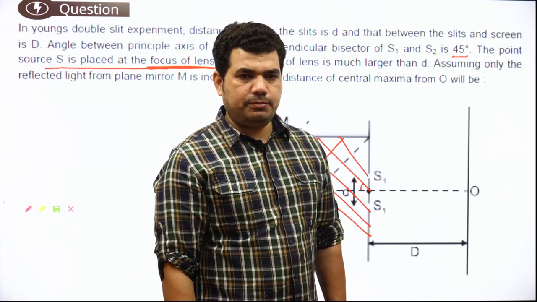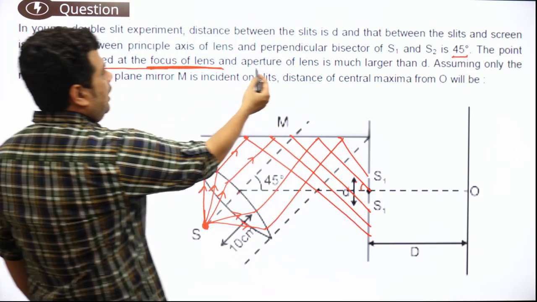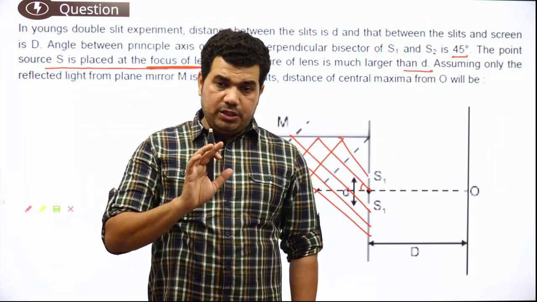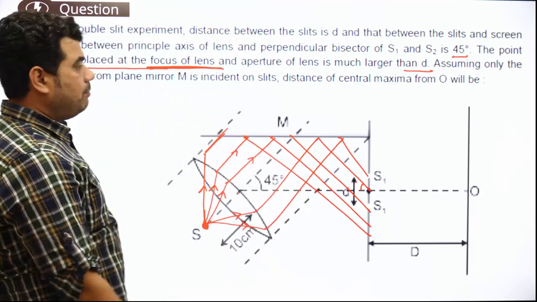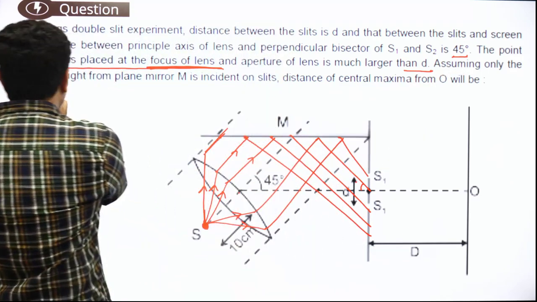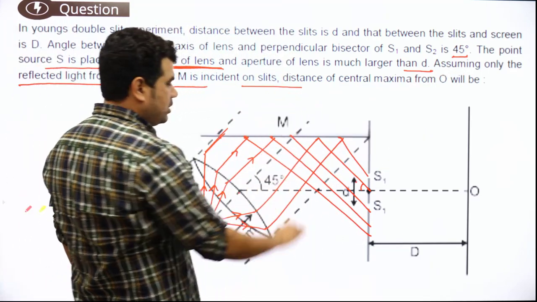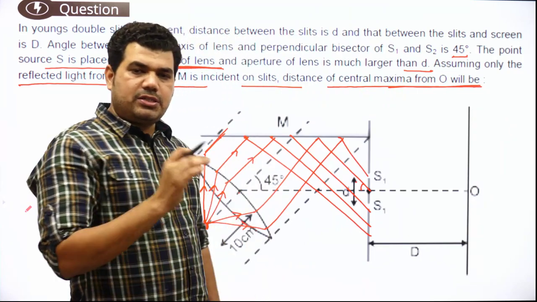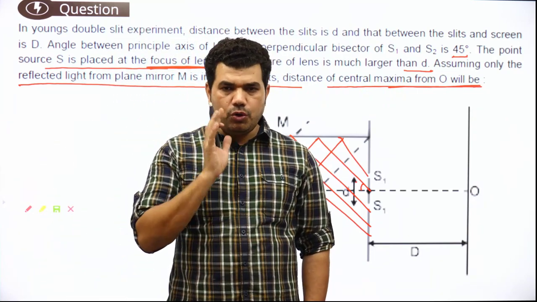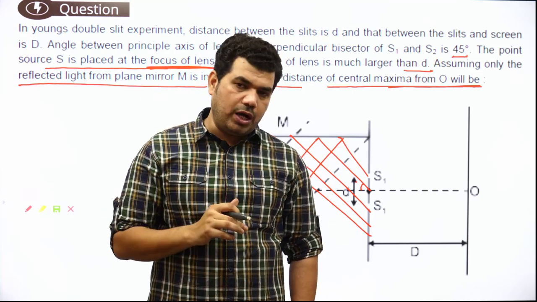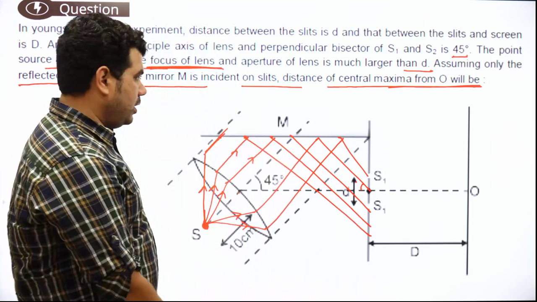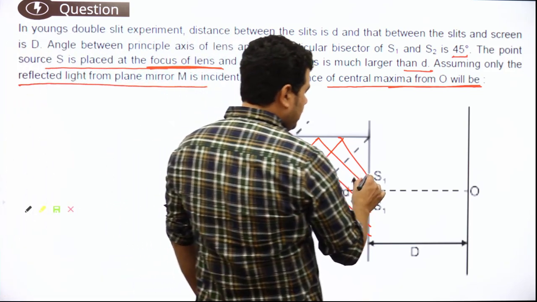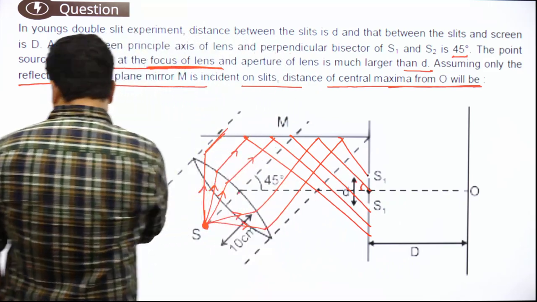Now you can see here. This aperture of the lens is much larger than d. The aperture is much larger. Okay, guys. So if it is much larger than d, assume only the reflected light from the mirror M goes into the slits. Only this part is falling here. Find the distance of the central maxima from O. What you have to find? The distance of the central maxima from O. So, where the central maxima will be from O, you have to find out. Okay. Now, dear students, you can see if it is 45 degree. See, so if these light rays after there, 1 minute.